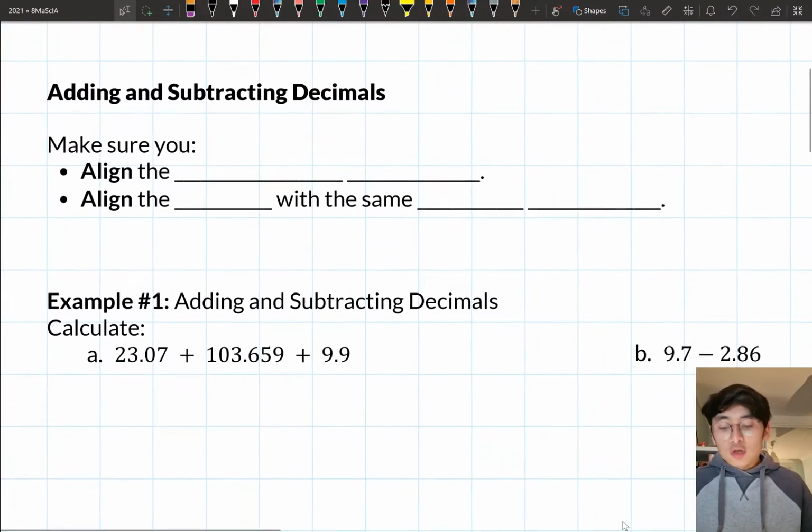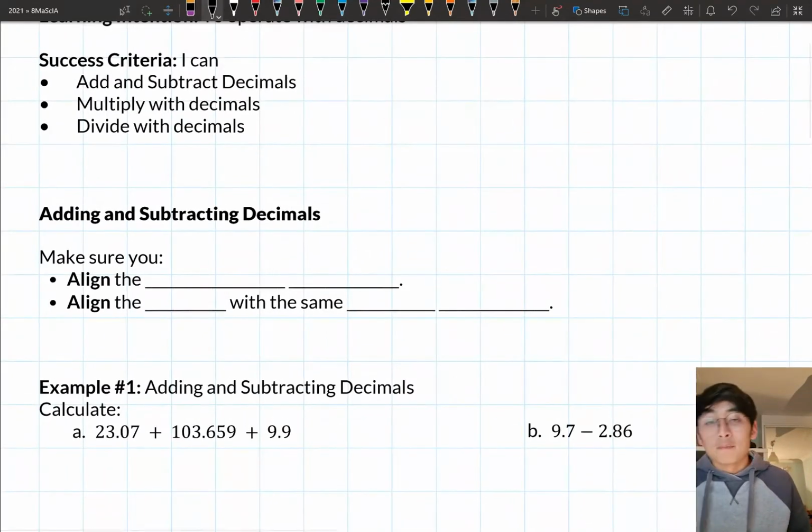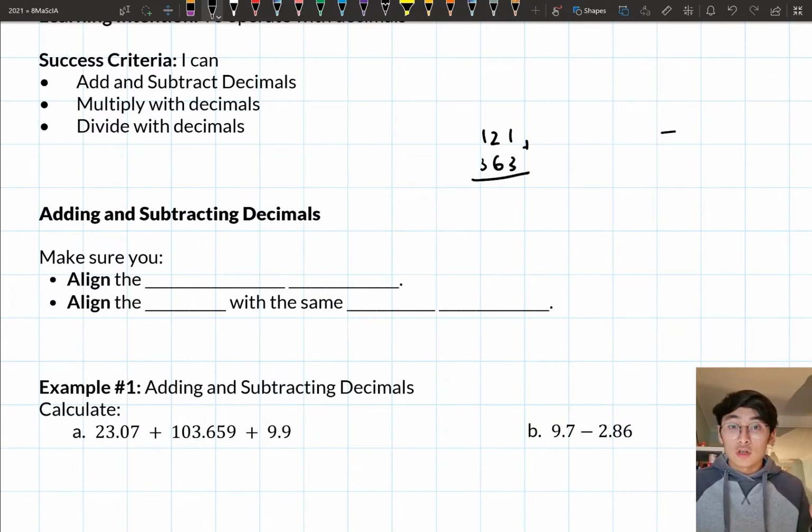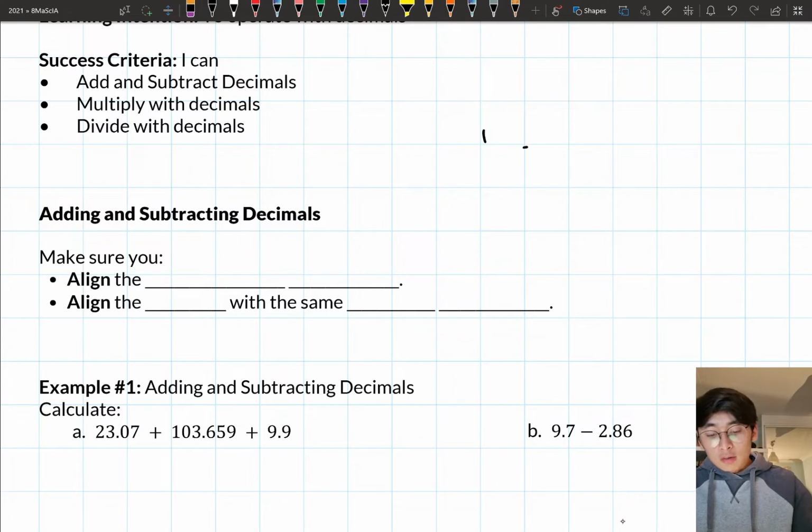When you're adding and subtracting decimals, we're going to do the regular addition that you would normally do with whole numbers. So we would line up our numbers, and then you would just add each digit starting from the right. We start from our smallest place value and move to our left. That's what we're going to do here with decimals. But there's two things we want to make sure of.